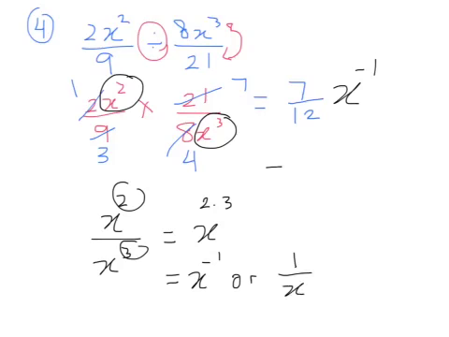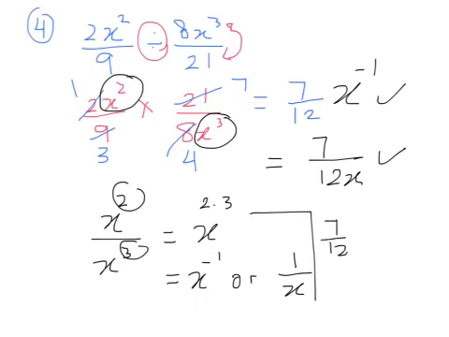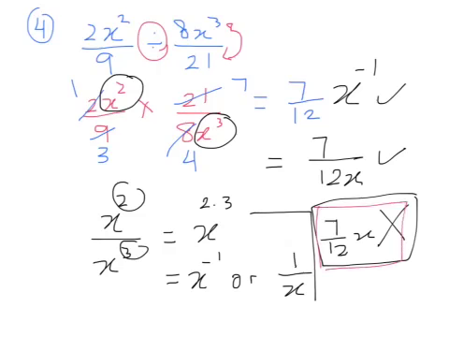So if you've given me the answer as 7 over 12x, that is correct. But if you've given me the answer as 7 over 12 with the x next to the fraction, that's absolutely wrong, because the x with the power 3 is the bigger power and is left at the bottom. So pay attention to that, please, and never make the mistake of putting the x next to the fraction.